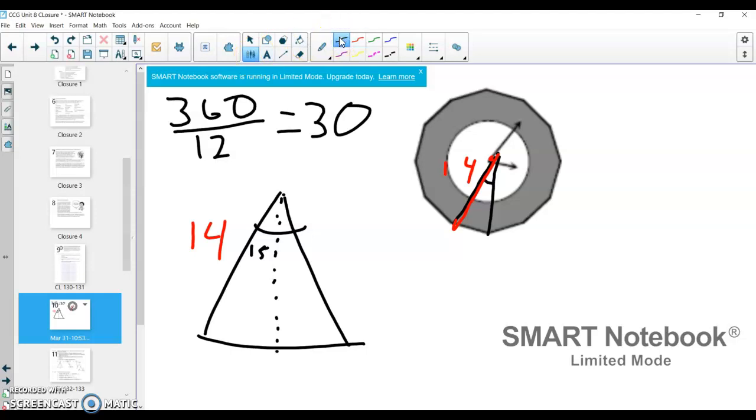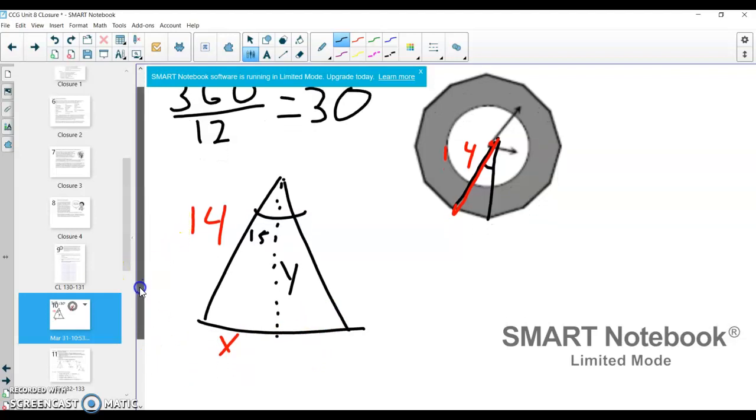I have the 15 angle, I have the X, and I have the Y. And just like I do in most of these problems, I've got to find out what X is, so I have a base. I've got to find out what Y is, so I have a height. So let's start by finding X.